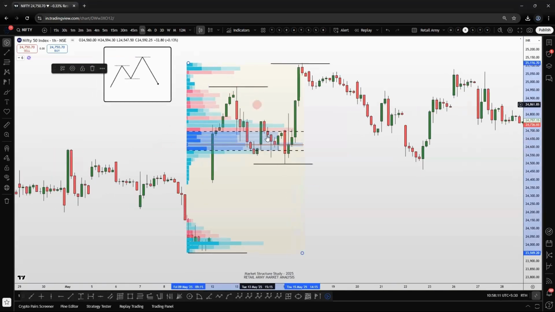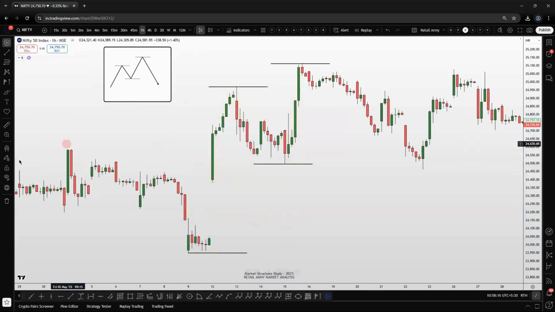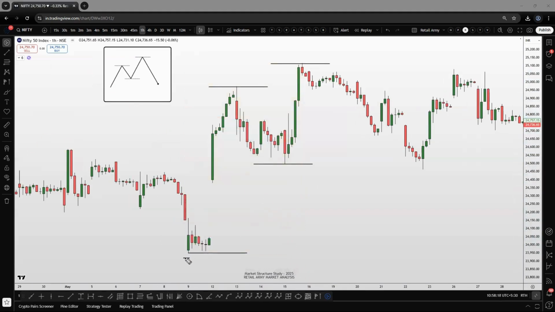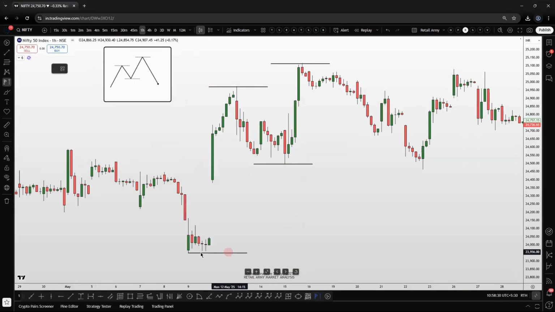What we'll do is we'll remove the FRVP here. We will go one by one. This entire move here, actually it started from this point here. There was a pre-market gap down here. The market did this kind of pattern, an impulse pattern. This is an impulse pattern in our wave theory. I'll go step by step. I'll show you what exactly happens in the move.